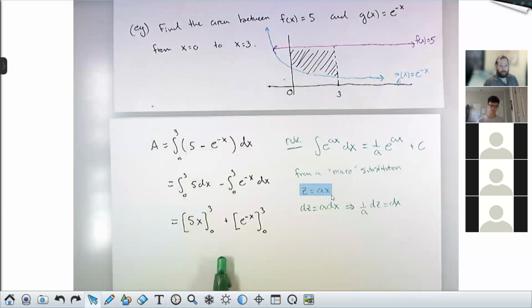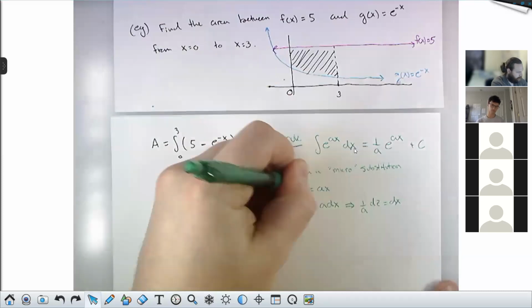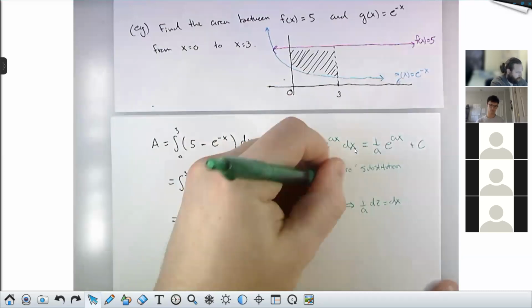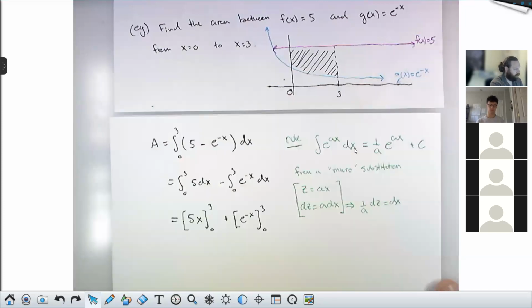So this is the substitution you would make in this integral, because the differential dz is just a times dx. You need to solve that for dx, and you get 1 over a dz. So this integral would become e to the z times 1 over a dz, and the 1 over a pops out. So this is the micro substitution that does the job.